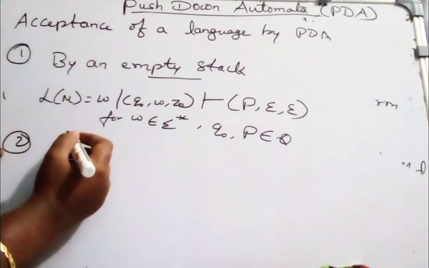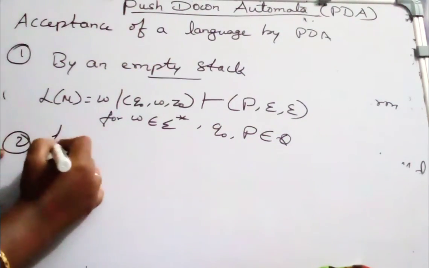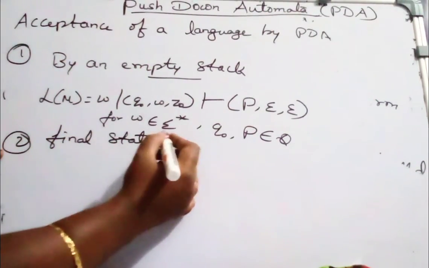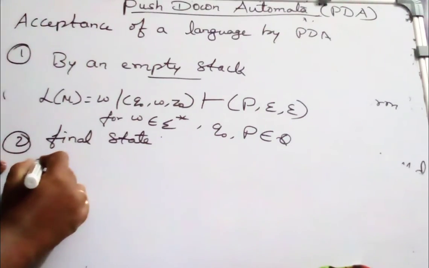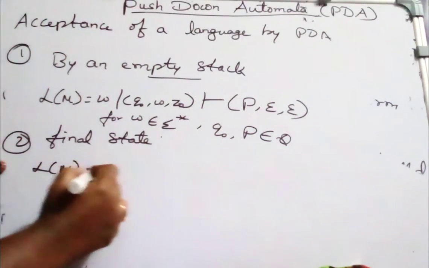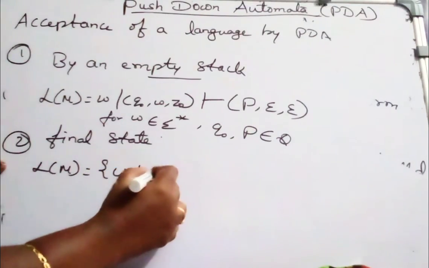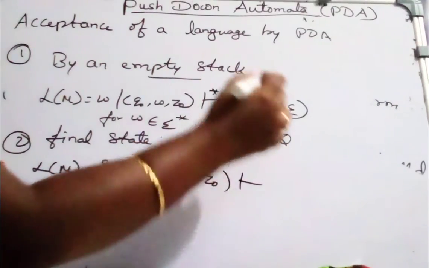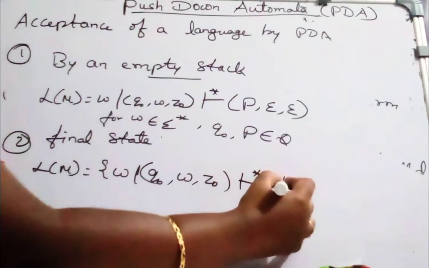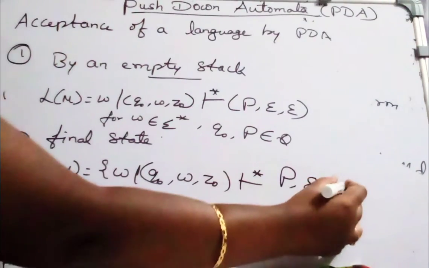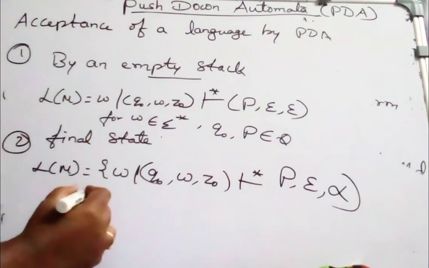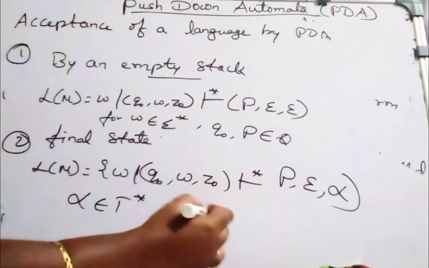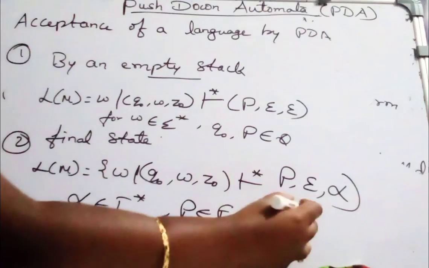The other method is language accepted by the PDA by the final state method. The other one is by the final state method, starting from the initial state. So L(M), the language of the machine M, is equal to {W | (Q0, W, Z0) ⊢* (P, ε, α)}, where α belongs to Γ*, P belongs to the final states, and W belongs to what?